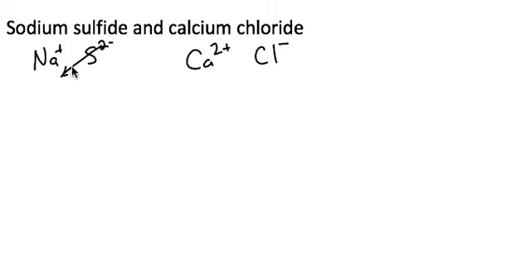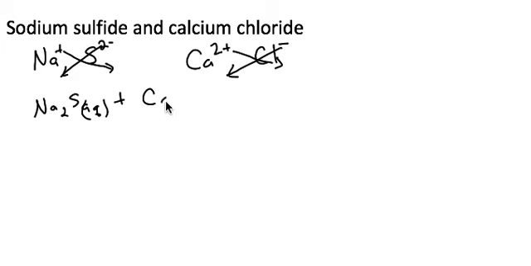We're going to make our neutral compounds that will be in aqueous solution. So we will cross our charges. So we will have Na2S. All ion pairs that include sodium are soluble. So this is our aqueous. And calcium chloride will cross our charges to get CaCl2, which is also aqueous.